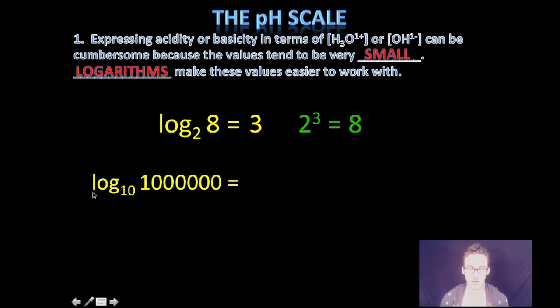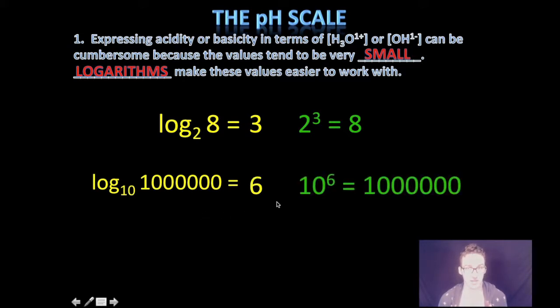So as you look at this example, log base 10 of 1,000,000 is equal to what? Again, we're trying to think about what power should I raise 10 to get 1,000,000. In this case, we need to raise it to the power of 6. So 10 to the 6th power is 1,000,000.